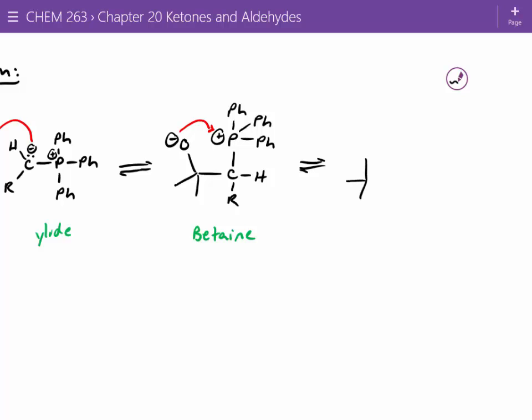I have always pronounced it betaine. I'm sure other people pronounce it differently.